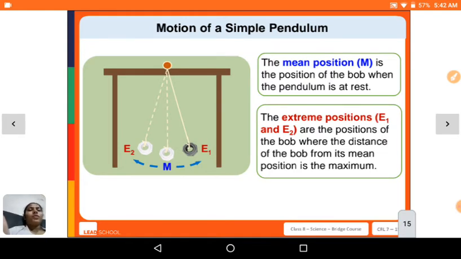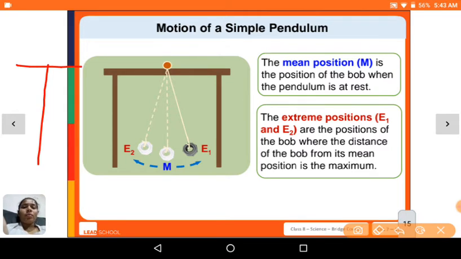Now the motion of a simple pendulum: the mean position, we denote it as M, is the position of the bob when the pendulum is at rest. What is the mean position? It is represented by capital M, when the pendulum is at rest, which is perpendicular to the rigid support. This point is at rest when the pendulum is at rest. So this position is known as the mean position, capital M.